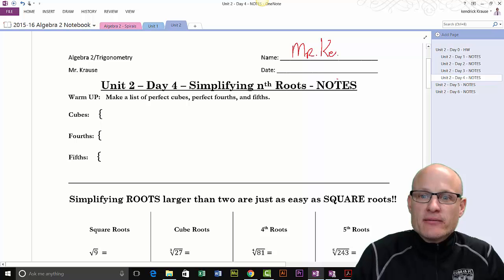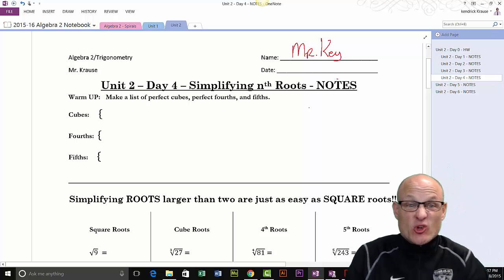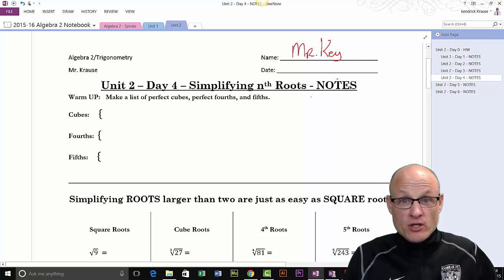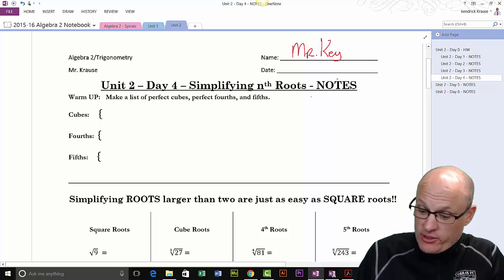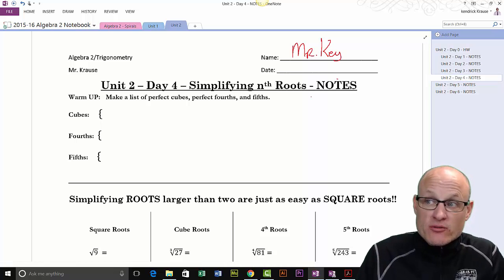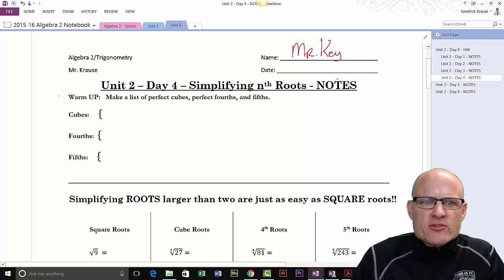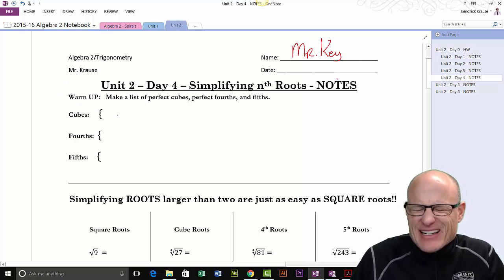Mr. Key is ready. All right, so yesterday we talked about perfect squares, right? 1 squared is 1, 2 squared is 4, 3 squared is 9. Today we're going to talk about cubes, fourths, and fifths. So the first thing we probably ought to do is start listing them out. Now, there's not that many of them. It's not as exciting as the squares.